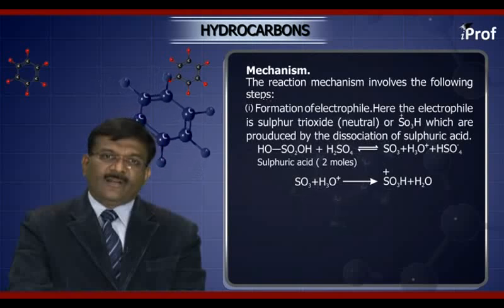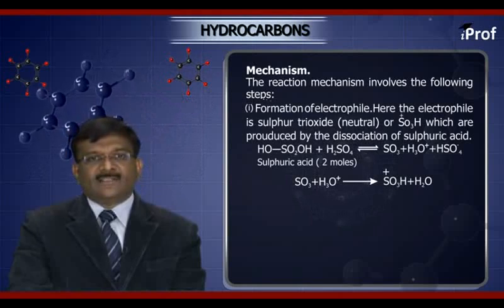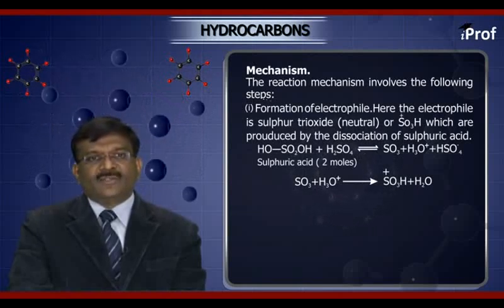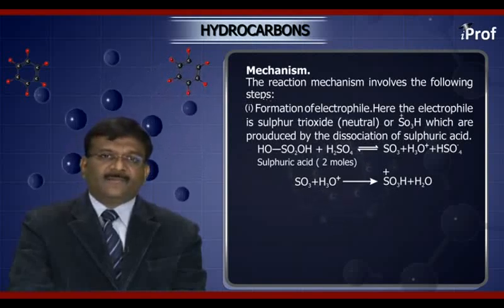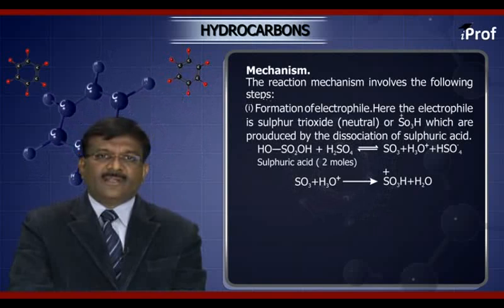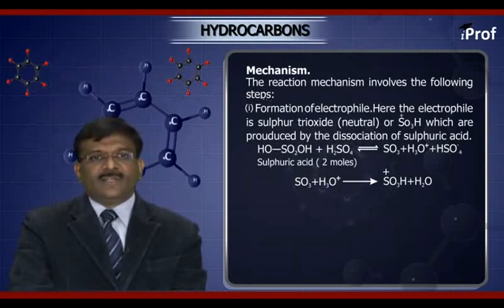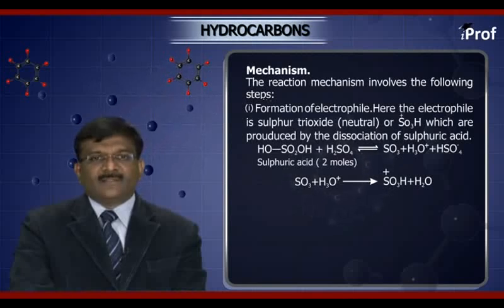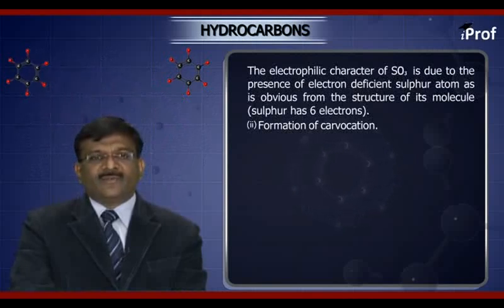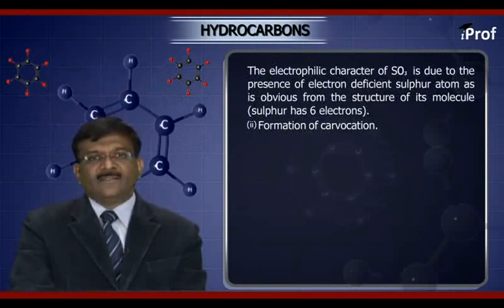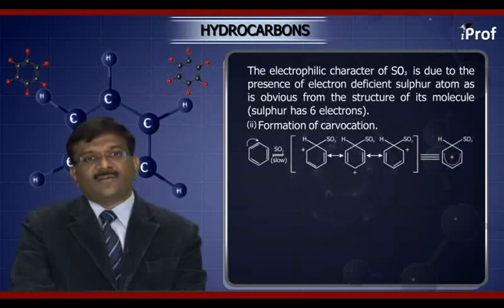A. The formation of electrophile. Here the electrophile is sulfur trioxide, which is neutral, or SO3H plus, which are produced by the dissociation of sulfuric acid. Here two molecules of sulfuric acid dissociate to give SO3 plus H3O plus HSO4 minus. The SO3 plus H3O plus gives the SO3H plus H2O. The electrophilic character of SO3 is due to the presence of electron deficient sulfur atom, as is obvious from the structure of its molecule. Sulfur has 6 electrons.